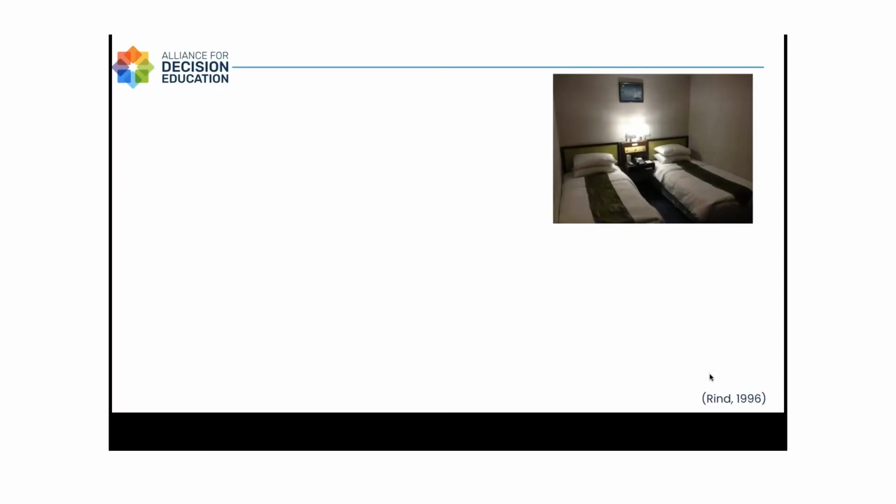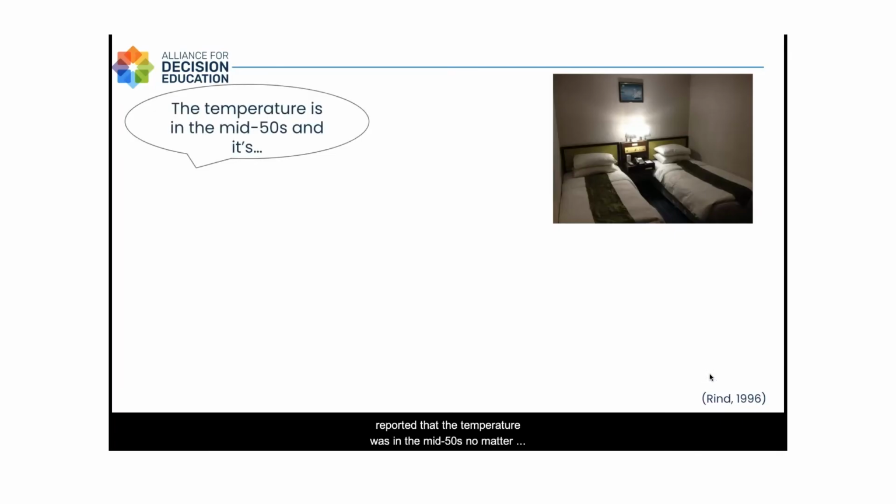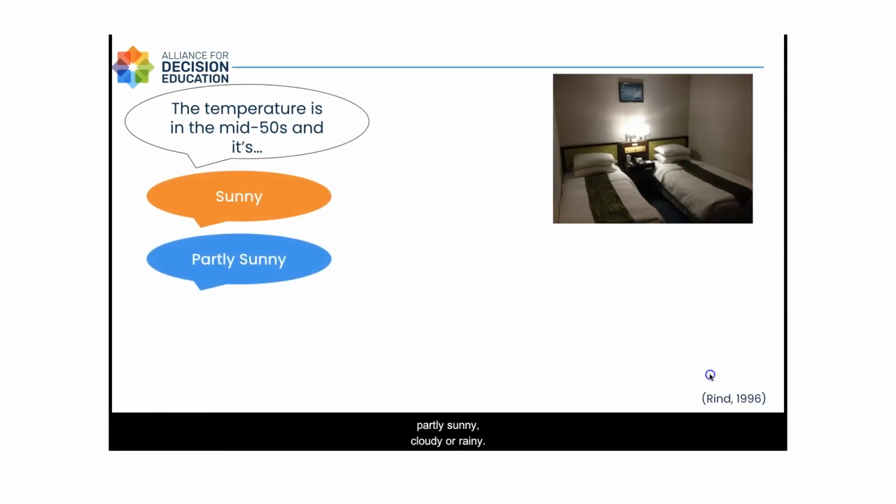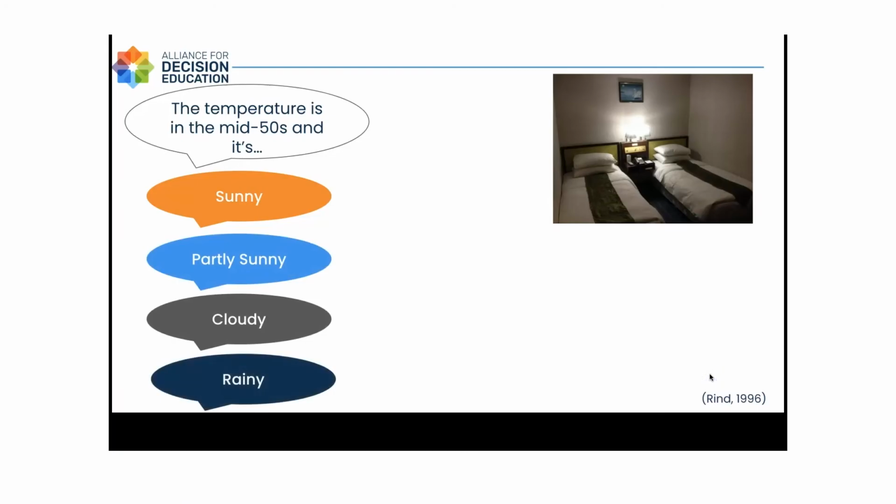So let's look at an example of how seemingly irrelevant situations can impact the way we think. In one study, participants were in hotel rooms where they couldn't see the outside world. There was a hotel worker who would be called to deliver room service, and each time he went to a room, he always reported that the temperature was in the mid-50s, no matter what the temperature really was. And then he gave the truth about the weather, so whether it was sunny, partly sunny, cloudy, or rainy.